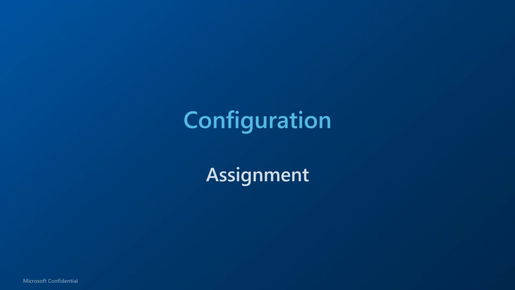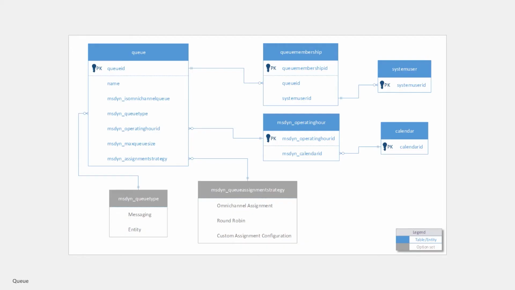Let's move to assignment configuration. Queues are used to collect and distribute workloads among agents. Queue membership is managed with the standard mapping entity queue membership. The MSDN is omnichannel queue column on the queue identifies the queue as a UR queue. MSDN queue type identifies the UR workload the queue can handle.